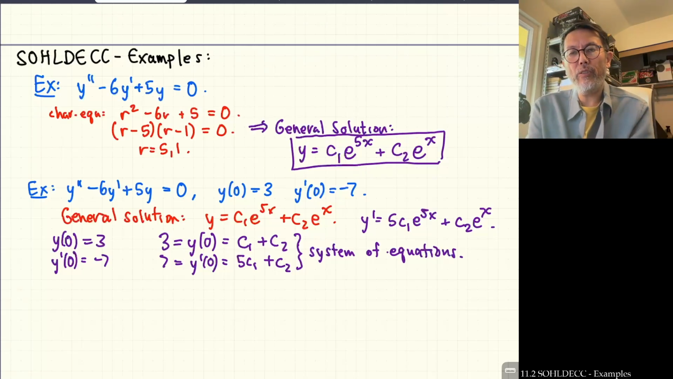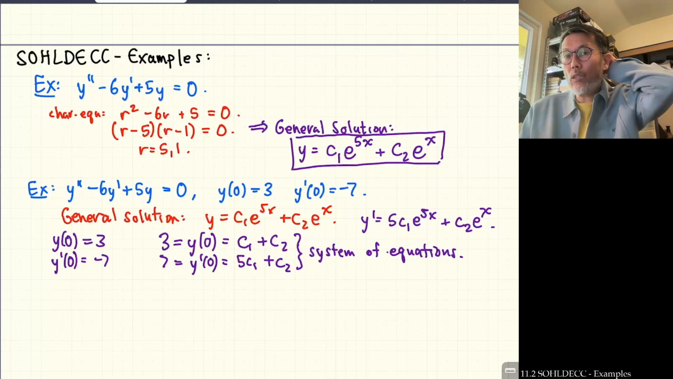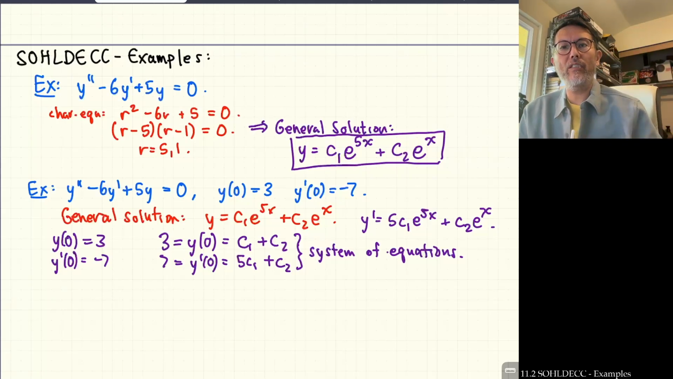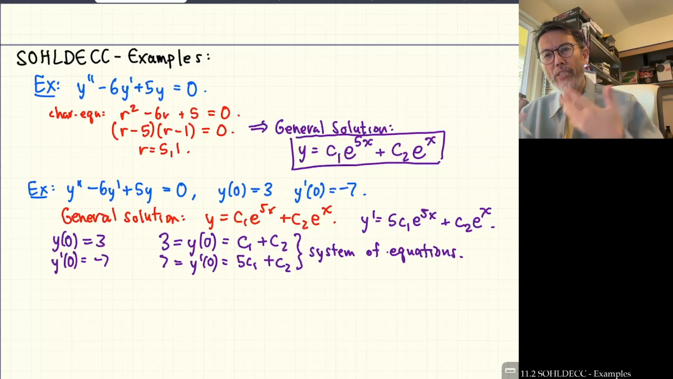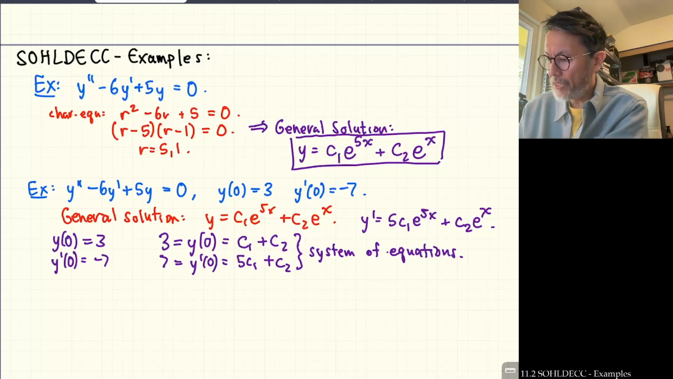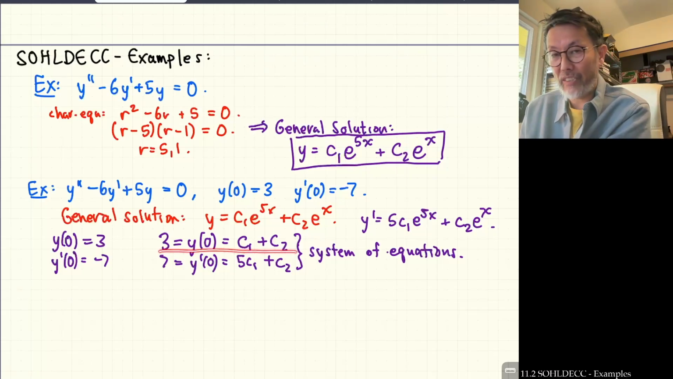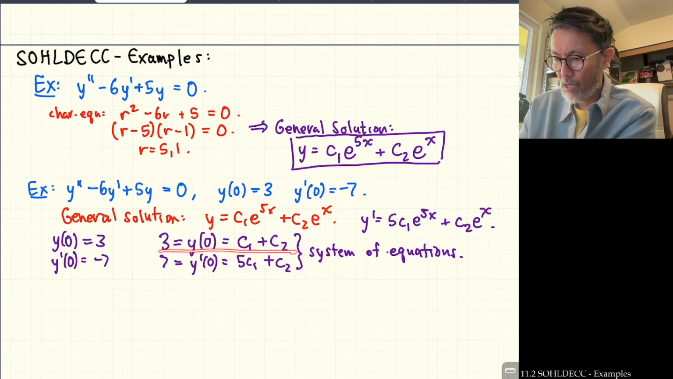In C1 and C2. And I need to find the values of C1 and C2 which satisfy both of these simultaneously. Okay? And there's lots of ways of doing this. One way that you could do this is subtract one equation from the other to cancel out the C2. But let me just show you the sort of general way to approach any problem of this sort. It's to solve for one of the variables, one of the constants, in terms of the other. So let's solve for C1 in terms of C2, for example.